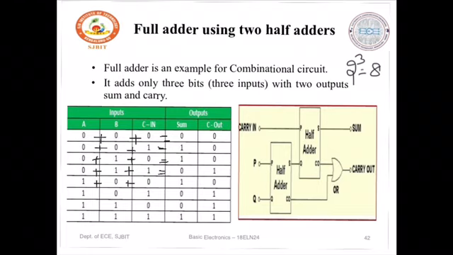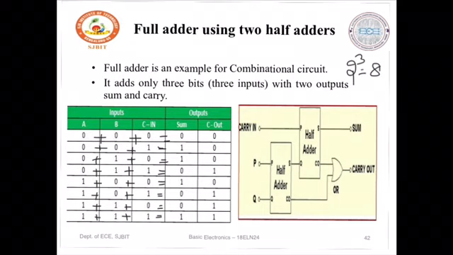1 plus 0 plus 0: sum is 1, carry out is 0. 1 plus 0 plus 1: sum is 0, carry out is 1. 1 plus 1 plus 0: sum is 0, carry out is 1. 1 plus 1 plus 1: sum is 1, carry out is 1. Like this, we perform the addition of 3 input bits and we get the resultant output, that is sum and carry out.